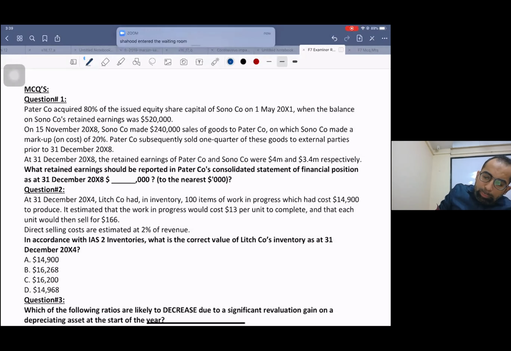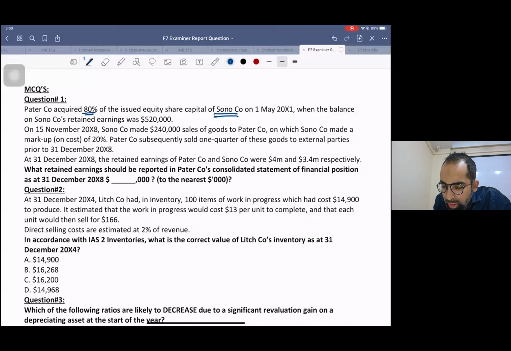So this is the first question of your examiner report. Peter Company, this is related to consolidation. Peter Company acquired 80%. The first thing is the holding percentage of the issued share capital of Sono Company on 1st May X1.